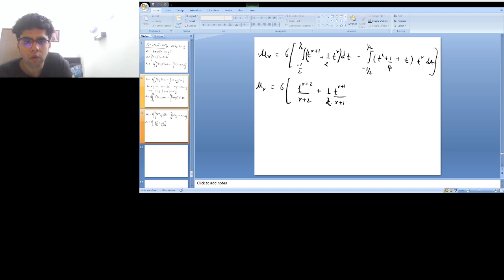So this is 2, right? So putting in the limits, minus half to half, and this gives me t to the power r plus 2, and integrating this will give me t to the power r plus 3, right? So t to the power r plus 3 upon r plus 3, and this is 1 by 4 t to the power r, so this gives me t to the power r plus 1 upon 4 into r plus 1. Now this becomes t to the power r plus 1, so this gives me t to the power r plus 2 upon r plus 2.